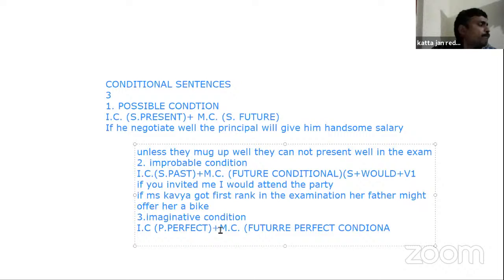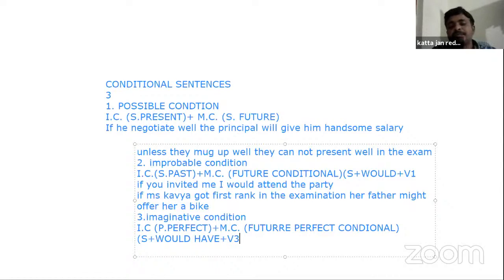Future perfect conditional, right? Future perfect conditional means subject plus would have, could have, should have or might have plus V3. That is in the main clause. And in the if clause, past perfect. Imaginative condition means things were imagined in the past, but they would never come true. They would never come true.